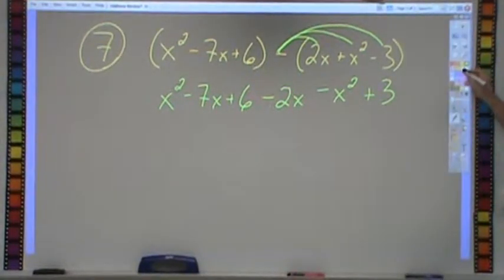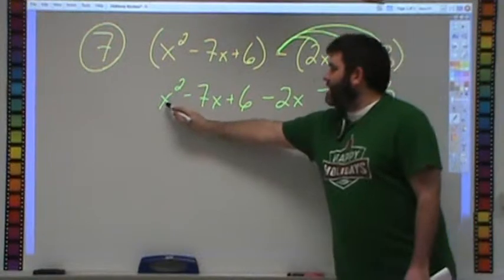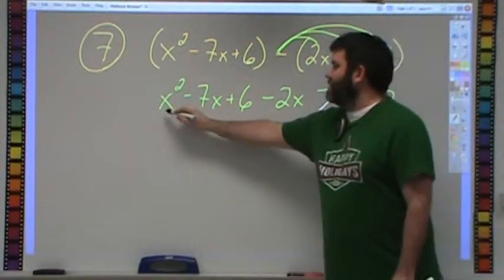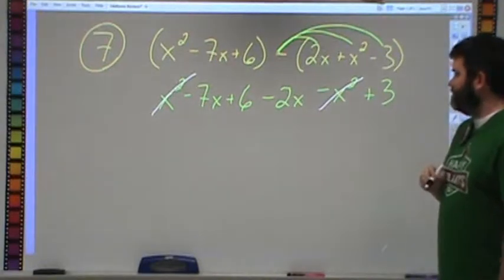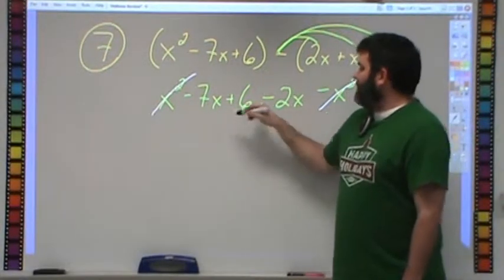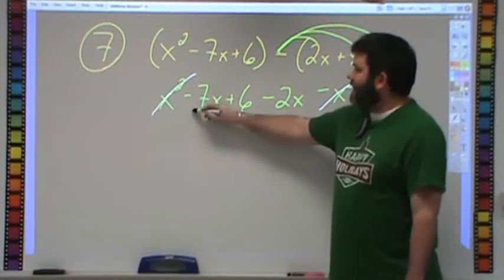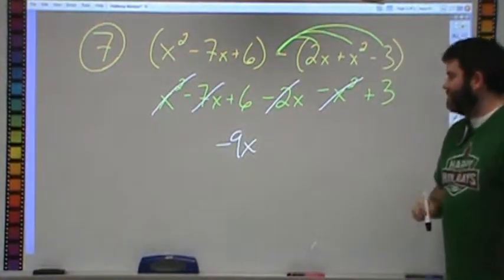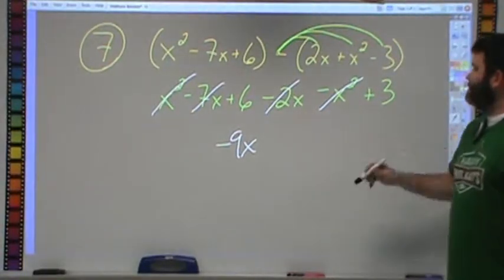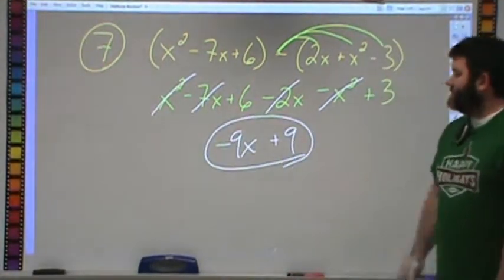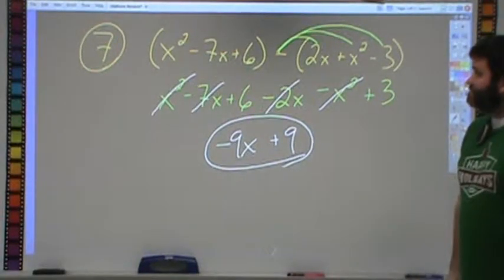Now I just go through and combine like terms. I've got an x squared here. I have a minus x squared here, which means those two are going to cancel. X squared minus x squared. Negative 7x minus 2x is going to give me a negative 9x. And I cross them out just so I know I'm finished with them. And then 6 plus 3 is going to give me a 9. So the answer is negative 9x plus 9.